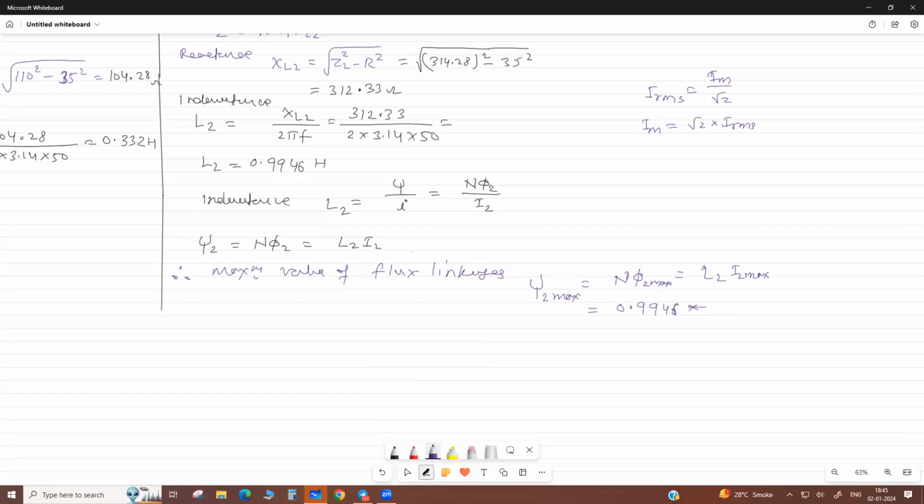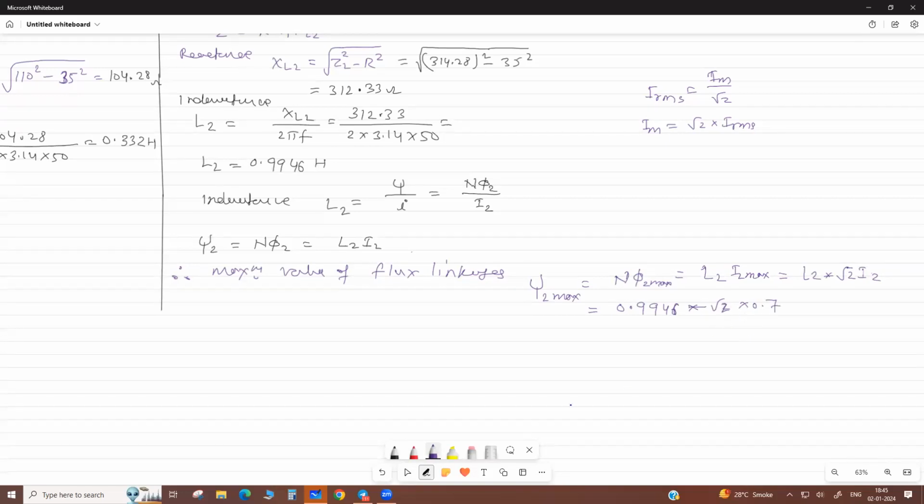So now we write L2 into root 2 into I2. I2 is your RMS value. So this is root 2 into 0.7.